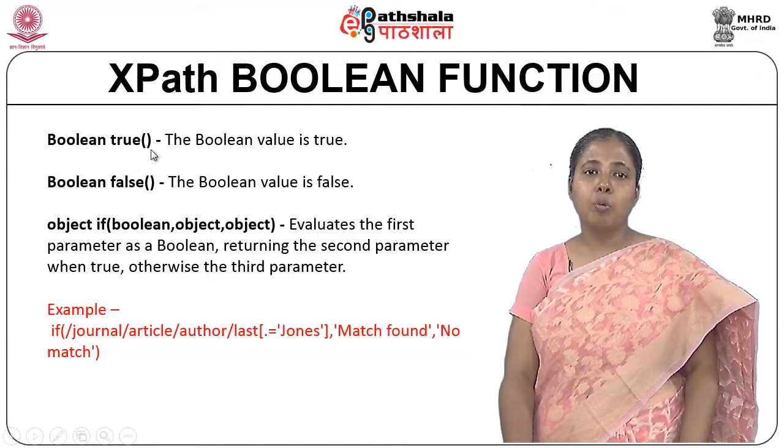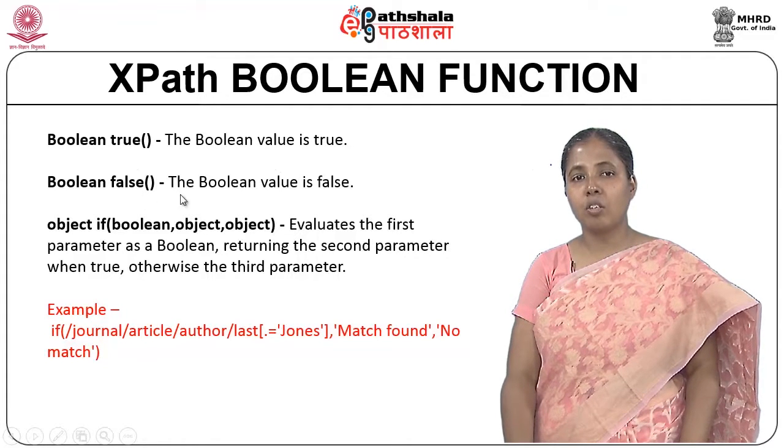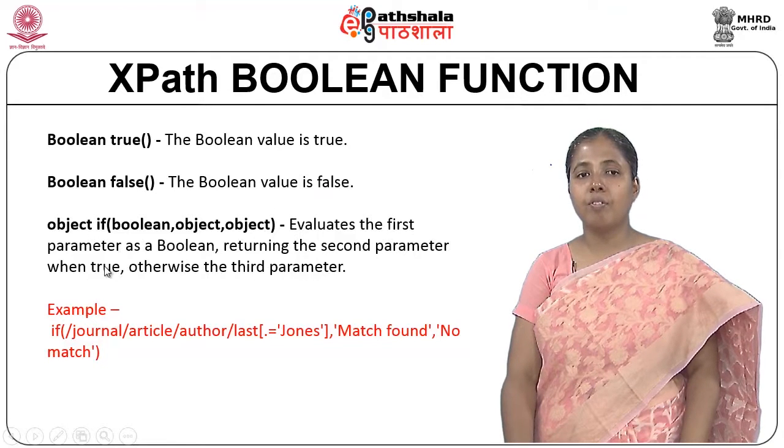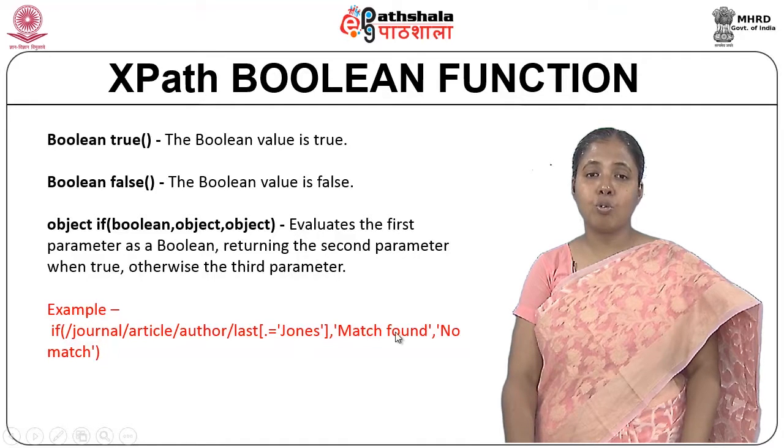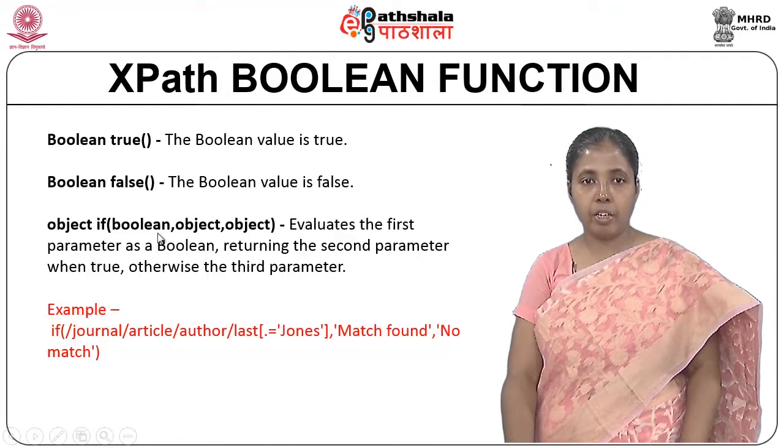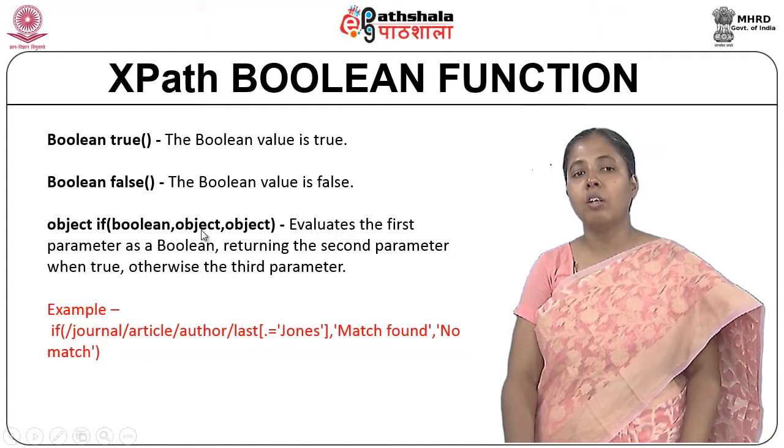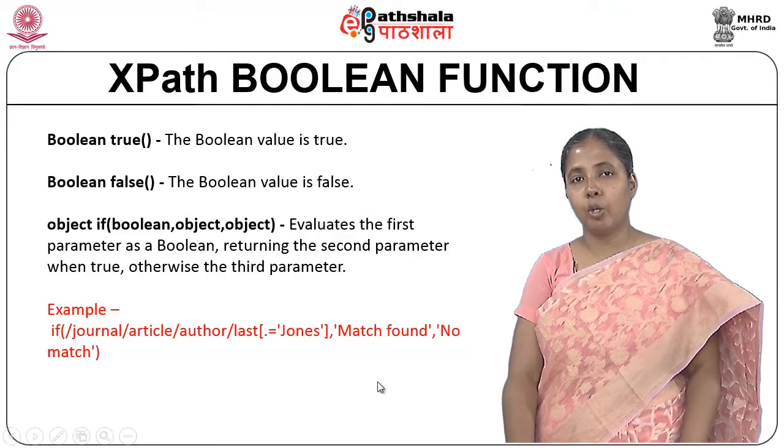And here are true and false, the Boolean values. The if function evaluates the first parameter as a Boolean, returning the second when true, otherwise the third. Here it checks if a match is found; if true it returns the second argument, match found, else it returns the third argument, no match. So this if takes three parameters: the first is a Boolean, and if yes it returns the second, if no it returns the third argument.